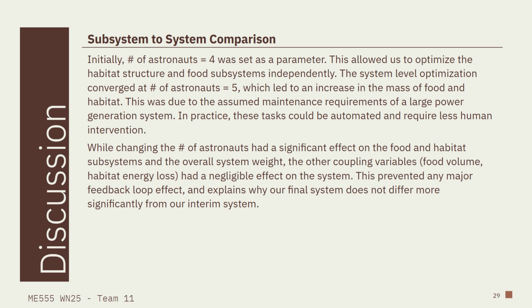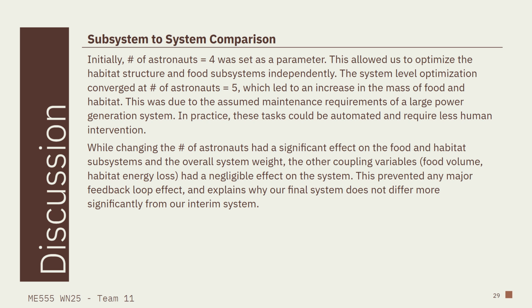So, comparing the subsystems to the system as a whole, we initially started with the number of astronauts as a parameter set to 4. This simplified the optimization of the entire system and allowed it to converge more easily. Given our power maintenance consideration, after running, the optimization converged to 5 astronauts, meaning increases in food volume and the habitat size. More realistically, for a future manned mission, these tasks could be automated to compensate and require fewer astronauts and thus less total system mass.